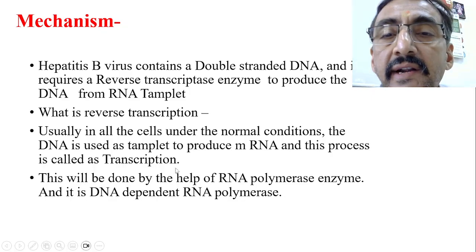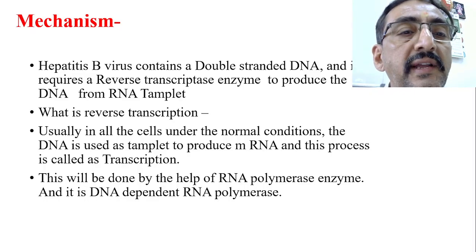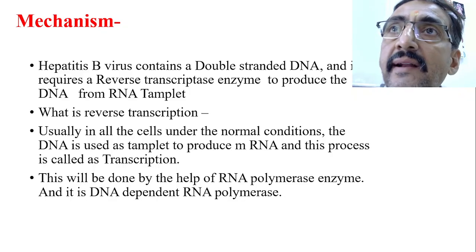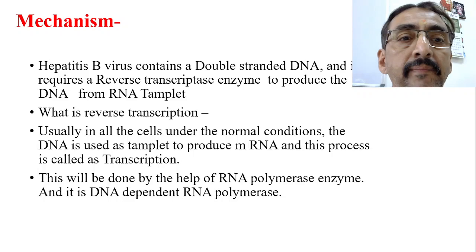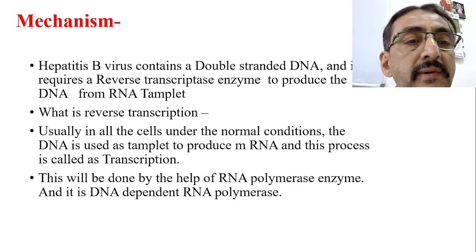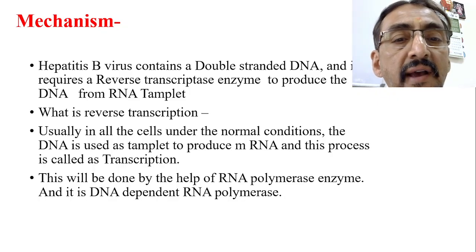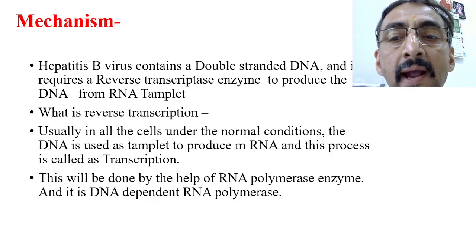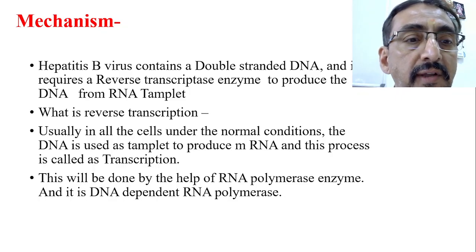Hepatitis B virus contains a double-stranded DNA and it requires a reverse transcriptase enzyme to produce the DNA from the RNA template. Now, the DNA polymerase has the reverse transcriptase enzyme quality. So, what do you mean by reverse transcription? Usually in all the cells under normal conditions, the DNA is used as a template to produce the RNA, isn't it? Only from the DNA can the RNA be produced, and in this process many mRNAs are produced, and this is called transcription. We know that.